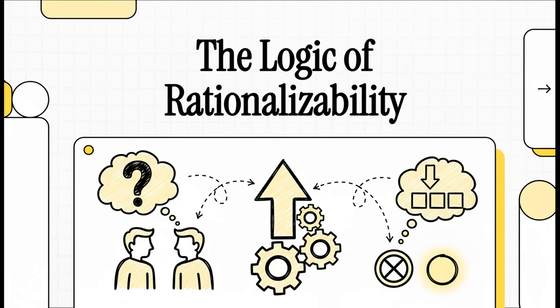Have you ever been in a brand new situation, maybe a negotiation or a game, and had no idea what the other person was going to do? You can't predict their exact move. But what if you could predict how a rational person would think? Well, today we're going to unpack the logic of rationalizability. It's a really powerful way to think about how other people are thinking.